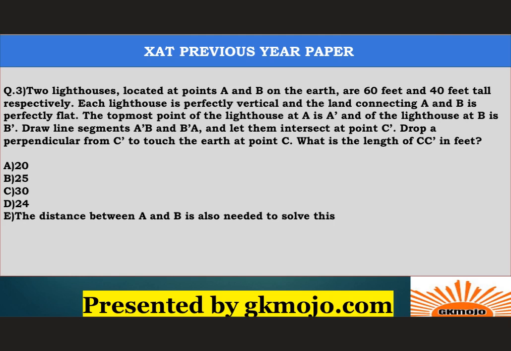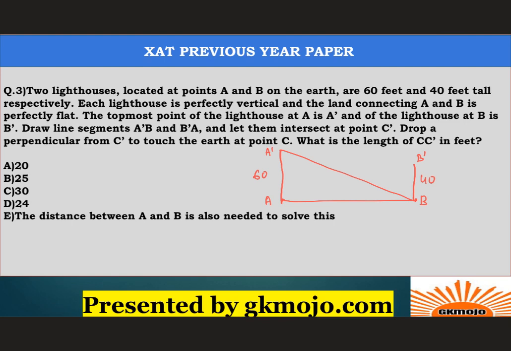So while reading, many of you would have got frustrated. This is literally asking you to draw perpendiculars and all that stuff, and it seems complicated. Actually, this is not. What it is saying is there is a flat surface like this, which is A and B, and there are two light towers over here. One is 60 feet and one is 40 feet, right? This is A dash, this is B dash.